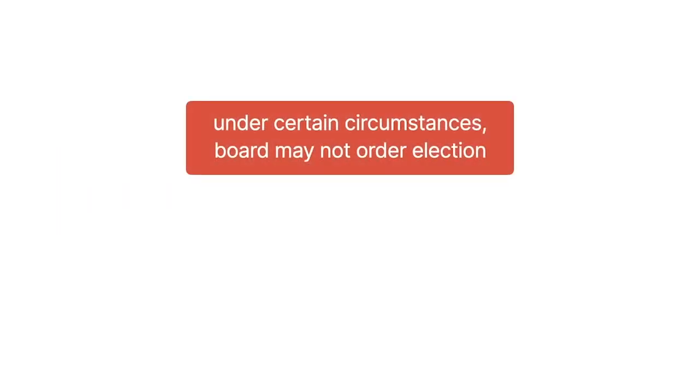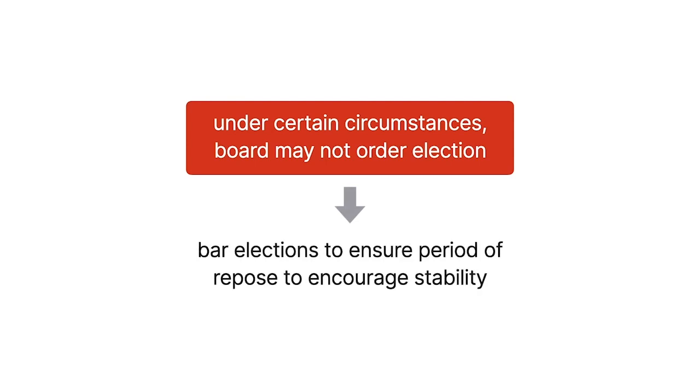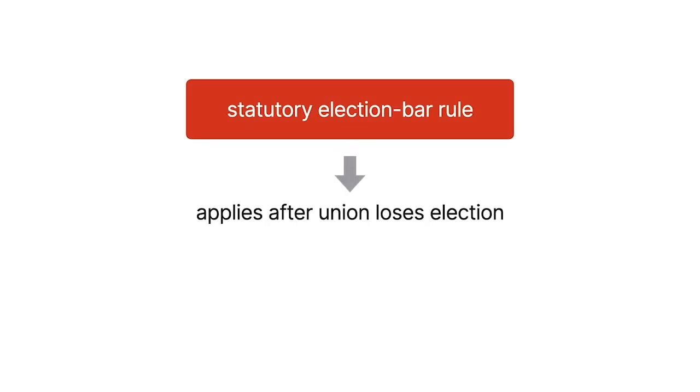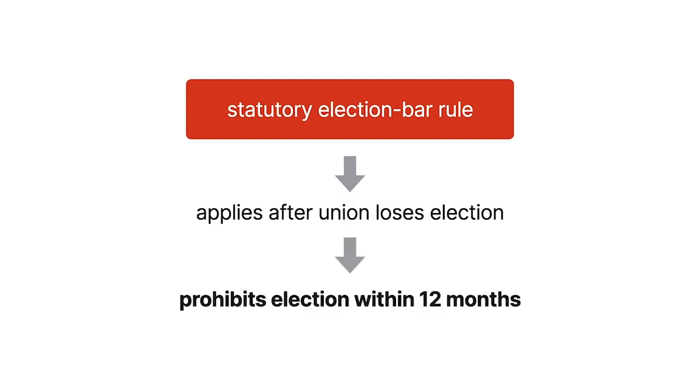Under certain circumstances, the board may not order an election. These circumstances bar elections primarily to ensure a period of repose, to encourage stability after a union election or during the term of a collective bargaining agreement. For example, the statutory election bar rule, which usually applies after a union loses an election, prohibits an election within the 12 months after a valid election.